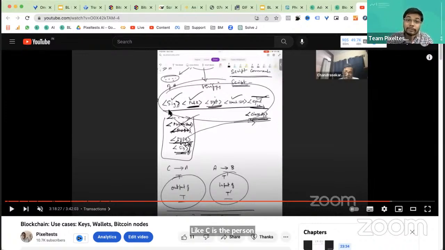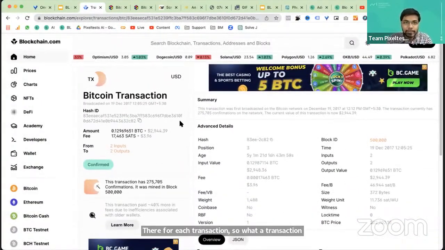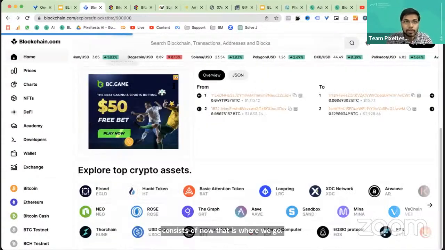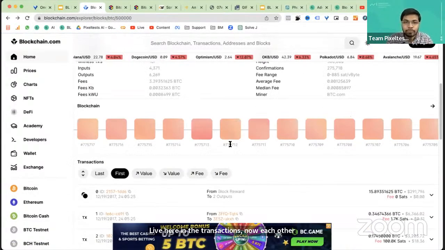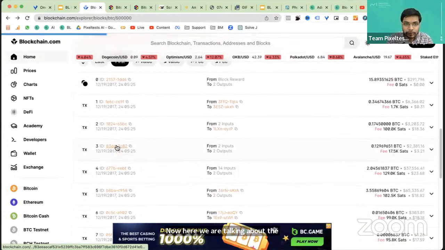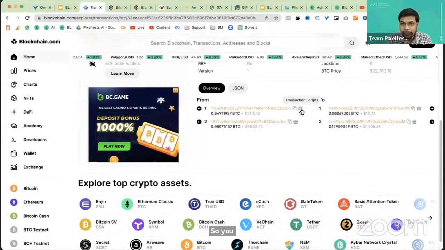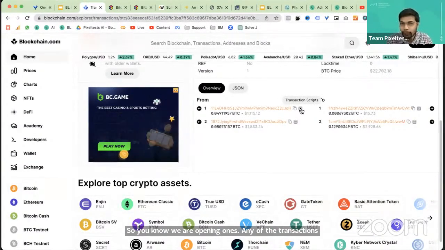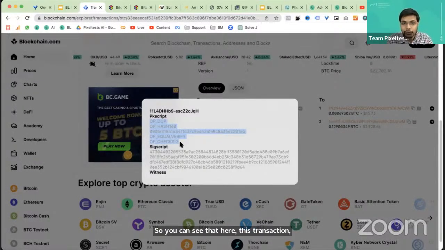If you're a little confused about how the PK script is there for each transaction, so what a transaction consists of. Now here we are talking about block 5 lakh. You can even navigate on your system. So we are opening one of the transactions. Out of that transaction, you can see that the scripts for that transaction are mentioned, right? So each of the transactions will have this, right?